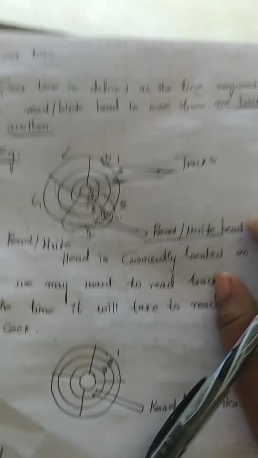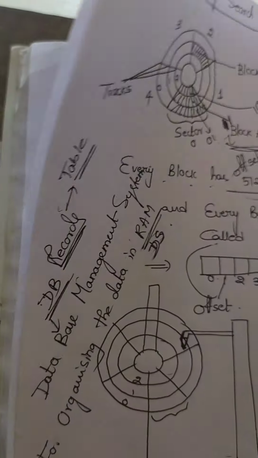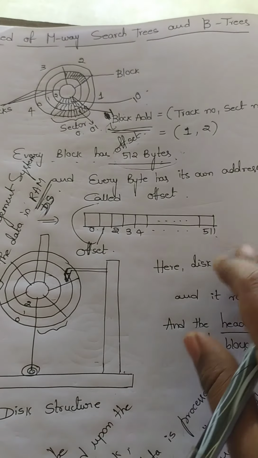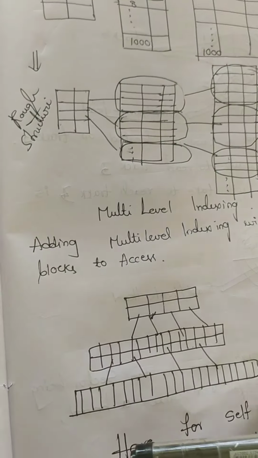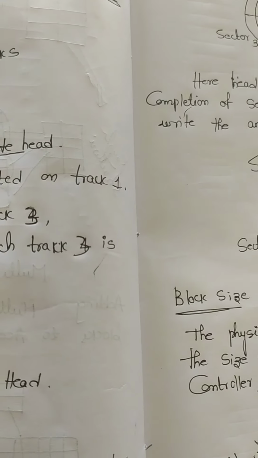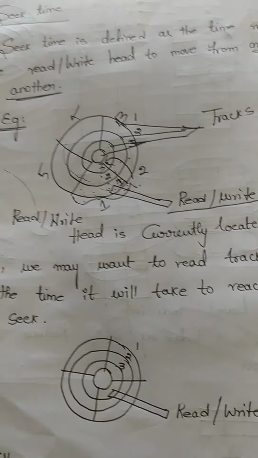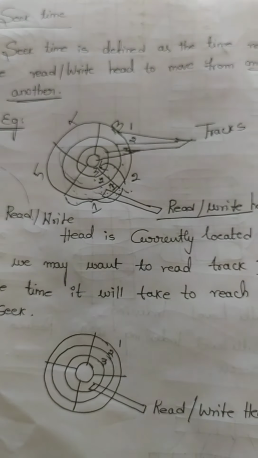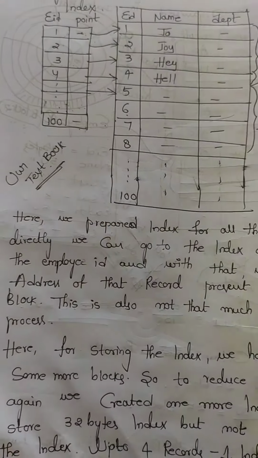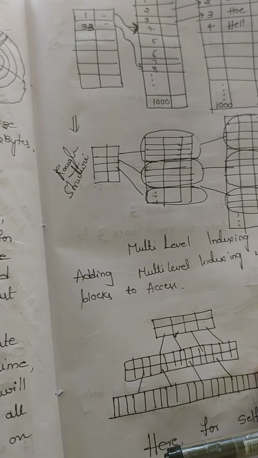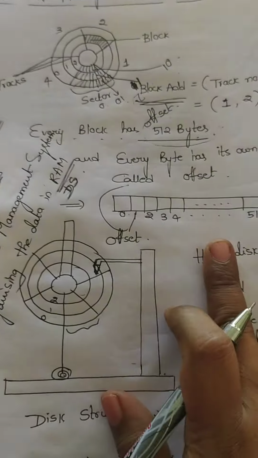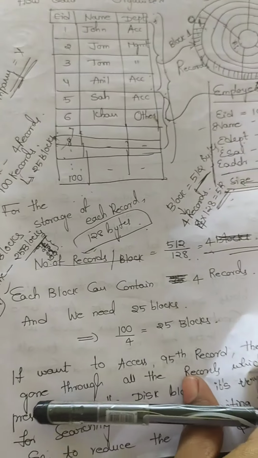This is all about the need for M-way search trees and B trees. Hope you guys understand the introduction. Let us discuss M-way search trees as well as B trees in another session.